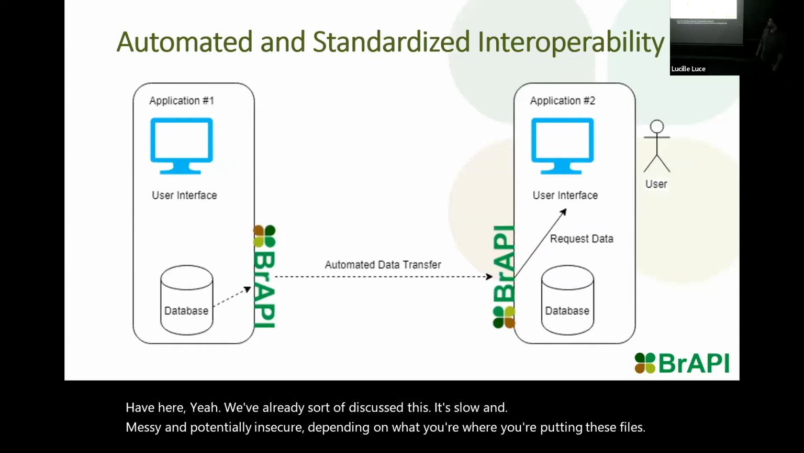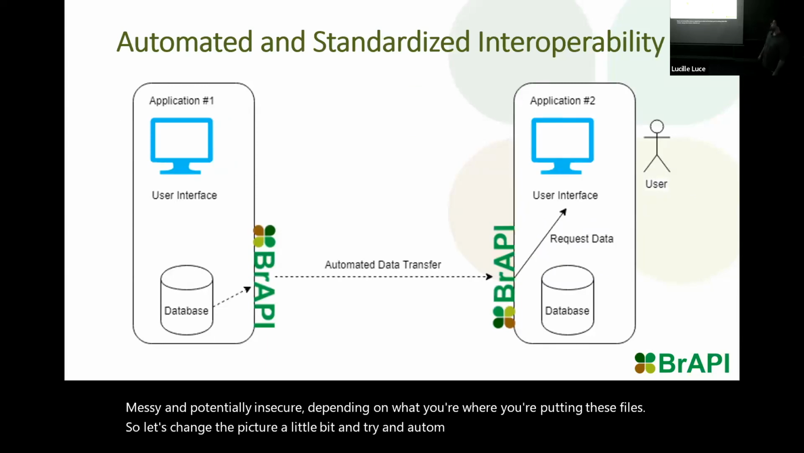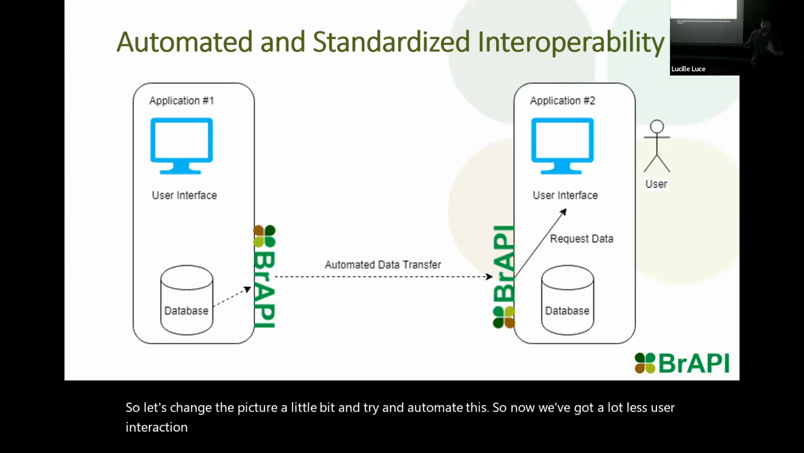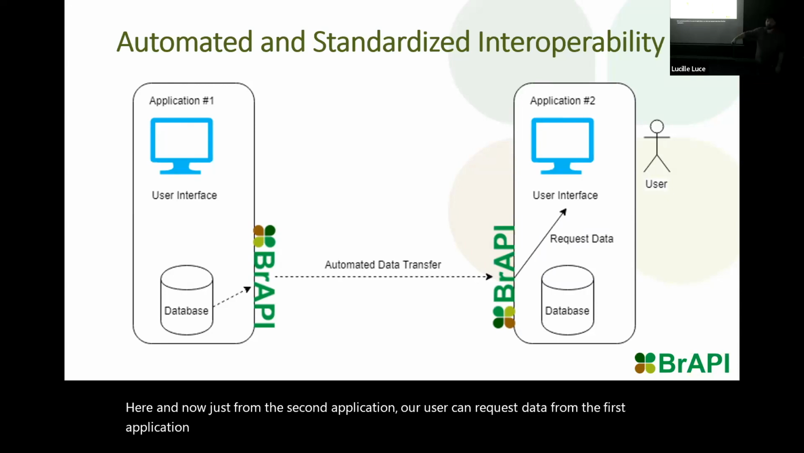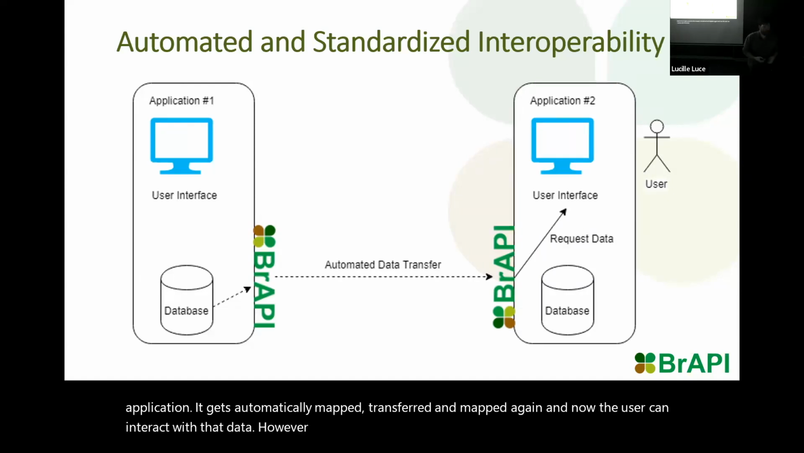So let's change the picture a little bit and try and automate this. Now we've got a lot less user interaction. A lot fewer users are touching the data to manipulate it in any way. We've got our BrAPI layers here. And now just from the second application, our user can request data from the first application. It gets automatically mapped, transferred, and mapped again. And now the user can interact with that data however they need to. And we don't even need to store it here.